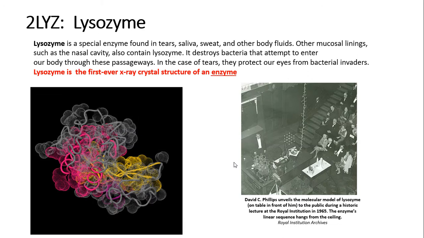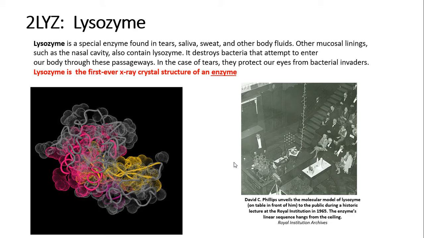Okay, lysozyme. This is a real special enzyme. Lysozyme is probably one of the most widely studied enzymes out there. It was the first enzyme to ever have an X-ray crystal structure determined from it. So this next one is lysozyme, and lysozyme is a fascinating protein. It's a unique protein, and it's very special in many ways. It's one of the most widely studied proteins out there.